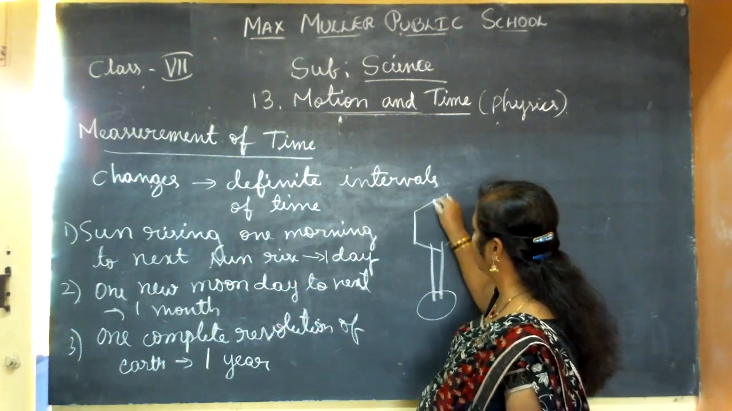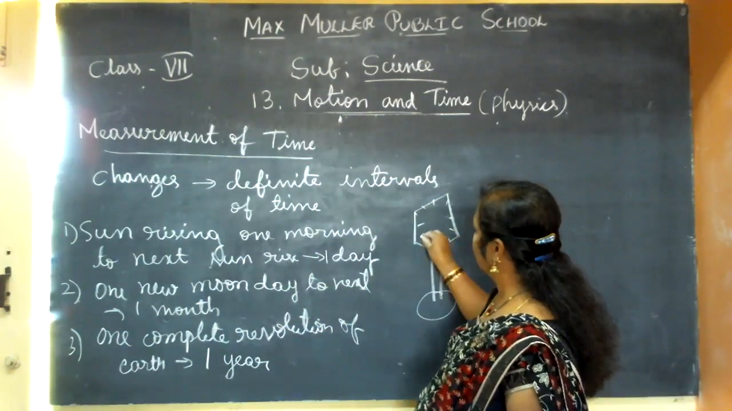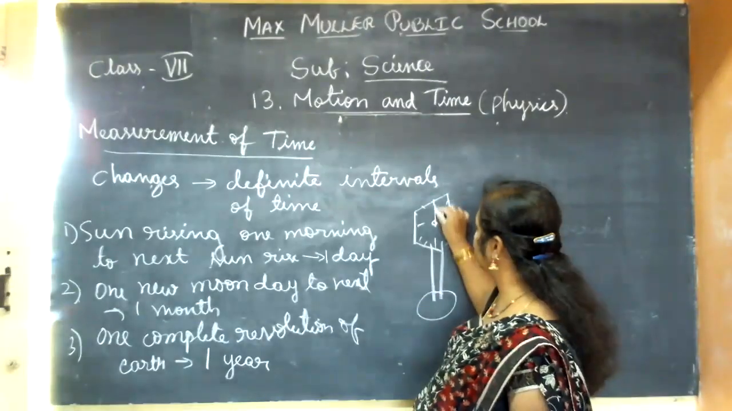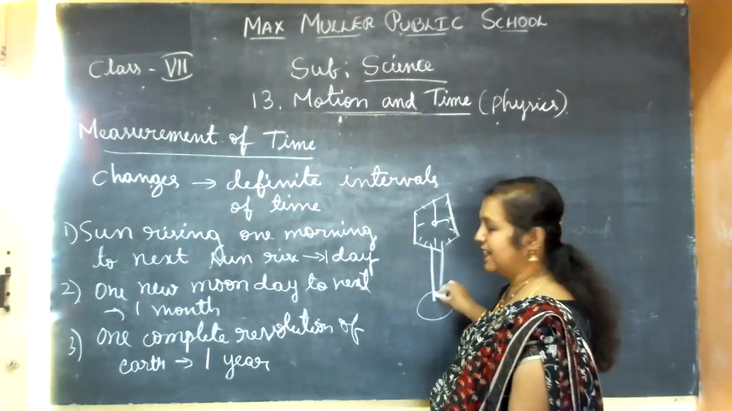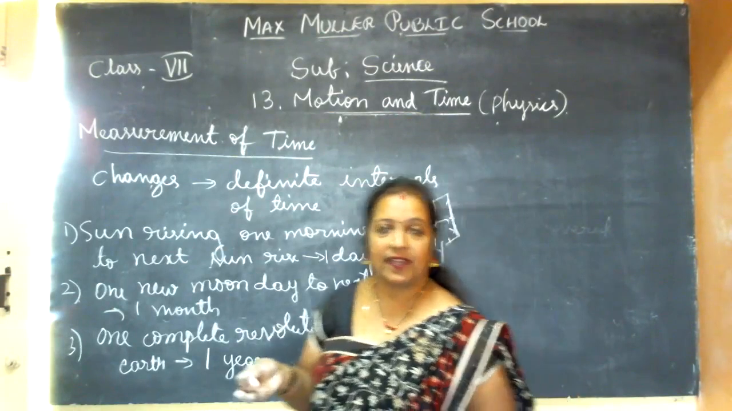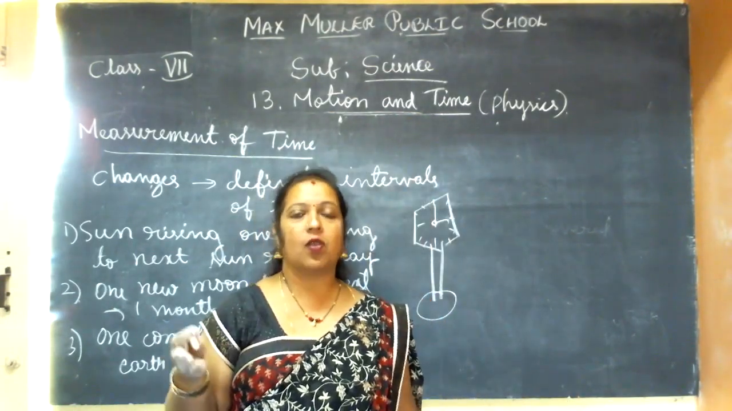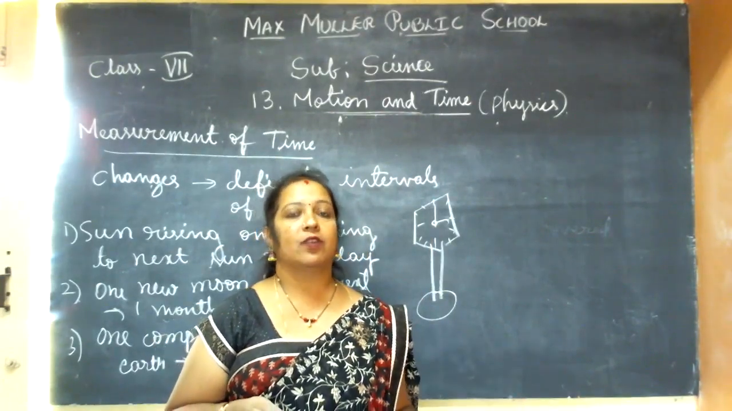Here the hours will be marked, like this the hours will be there. Here the needles will be there like this. Got it? So each hour it rings 1 time, 2 times, like that. For however many hours have passed, that many times it is beating. So like that pendulum clocks were introduced.